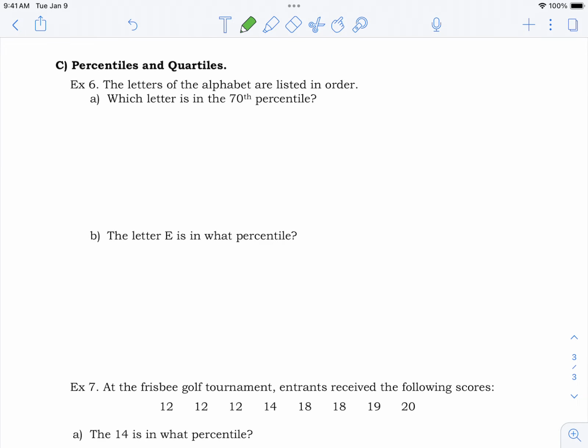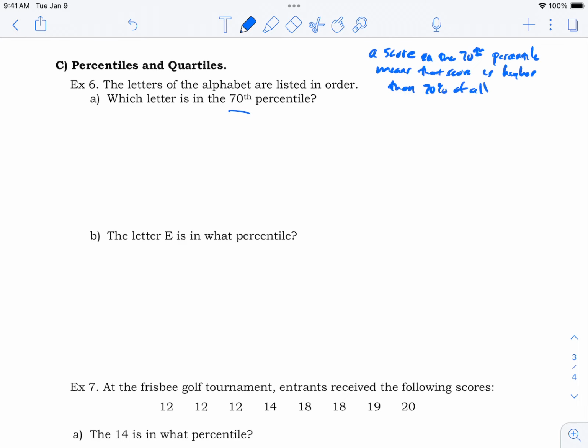Okay. Now, on the last page, I want to talk about something called percentiles and quartiles. You've all heard of percentiles before. What does it mean if you get a score that's in like the 80th percentile or maybe the 70th percentile? You get a score on a test or whatever. A score that's said to be in the 70th percentile is supposed to mean that that score is higher than 70% of all the scores.